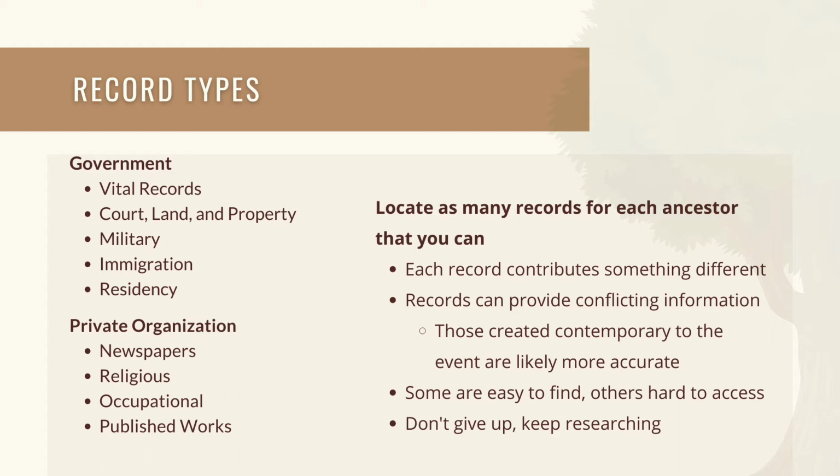For example, a birth certificate and a death certificate might contain much of the same information. However, if there's a conflict, such as with the exact date of birth, the birth certificate is more likely to be correct than the death certificate created so many years after the actual event. There will be some genealogy records that are easy to find and others that are much harder to access, but don't give up, keep researching. The next record you find might be the one that breaks down that brick wall.